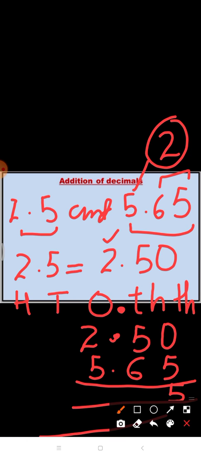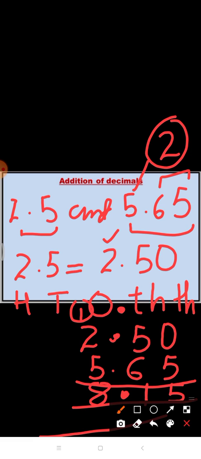Now 5 plus 6 is 11. I'll write 1 here and 1 is carried over to ones place. 2 plus 5 is 7 plus carried over 1, which is equal to 8. Now students, put the decimal point in the answer. It will be in the same place as in the numbers above it. So I'll write the decimal point here. So the sum is equal to 8.15. I hope students this is clear.